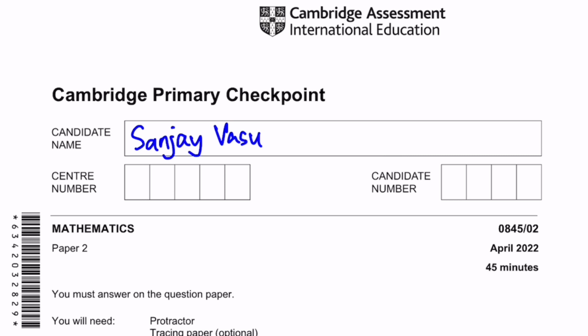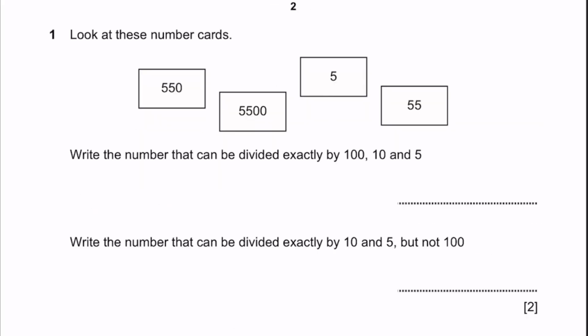This time we're going to be doing a paper on Cambridge Primary Checkpoint for Mathematics, paper 2 of April 2022. Let's start. Question 1. Look at these number cards. Write a number that can be divided exactly by 100, 10 and 5.